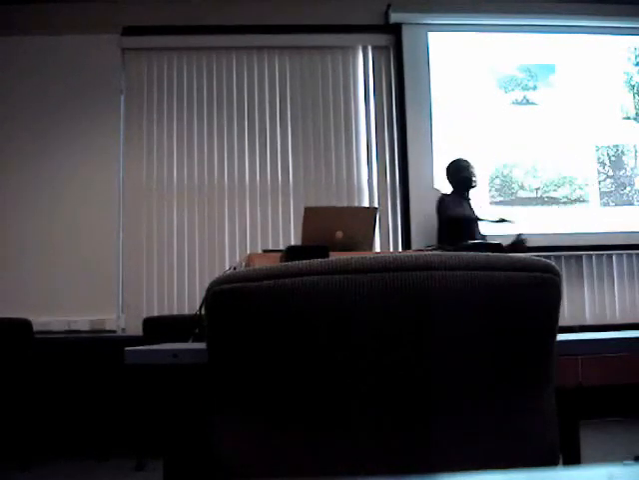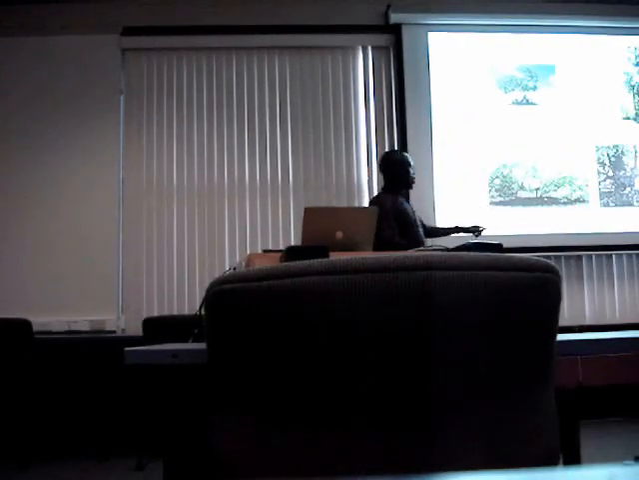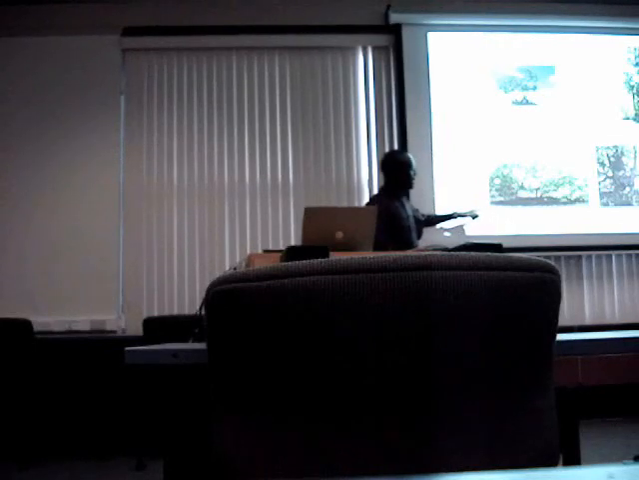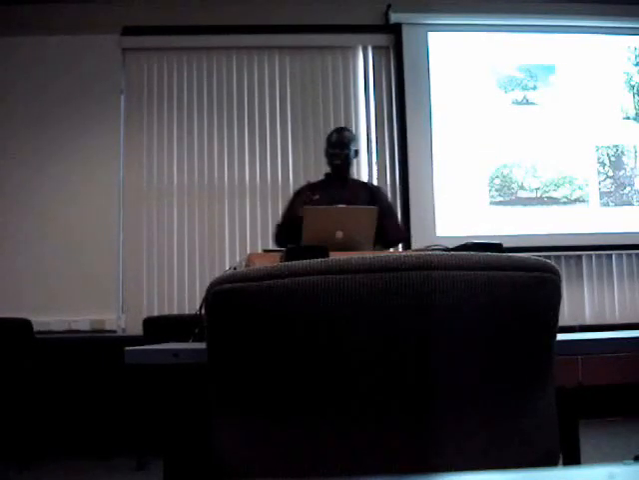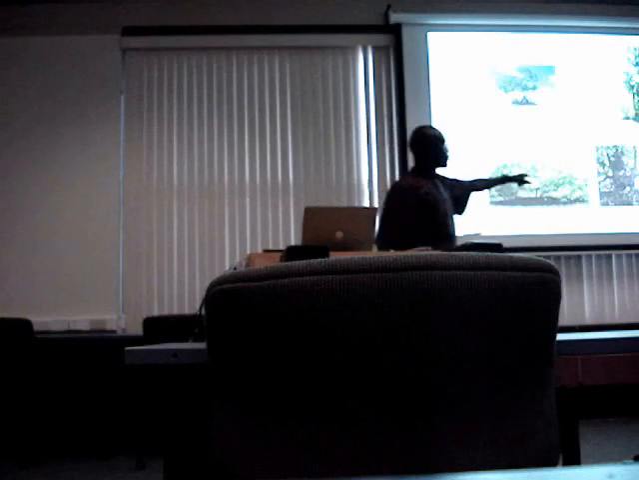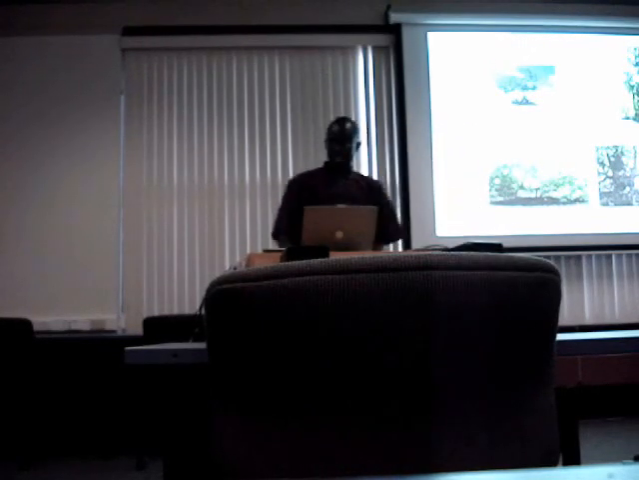Then you also have Ceriops tagal, which has broad leaves and grows very tall. You have Avicennia marina, which is normally grayish. And then we also have Sonneratia alba, which has some sort of needle-like roots, as you can notice in the picture.